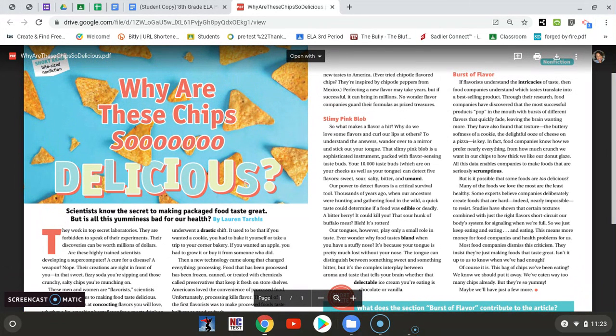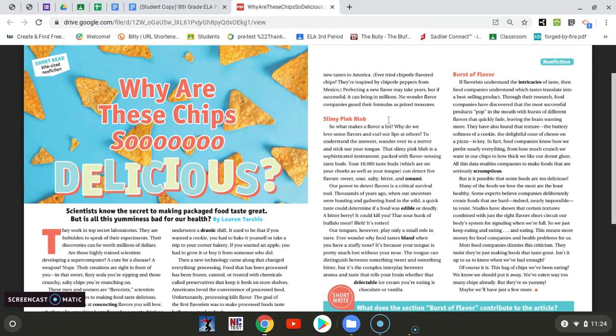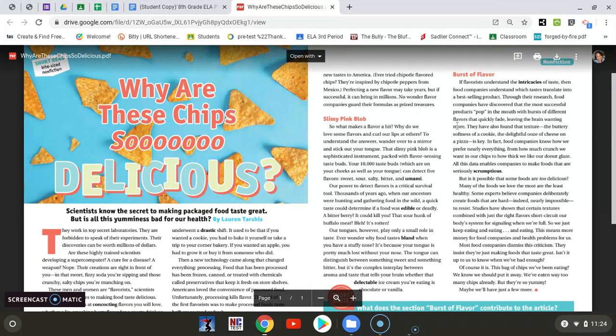As you're reading, be sure to take a look at the information that is given to you right after the title. Sometimes we forget that information, we don't look at it, and often it can provide you with the main idea of what the text is going to be about, that you could then use for an objective summary as well. Also, be sure to take a look at maybe if there are any images there. Sometimes images provide you with more information, or as well, look at your headings. For example, I see one here that says slimy pink blob, and then another one here, burst of flavor.